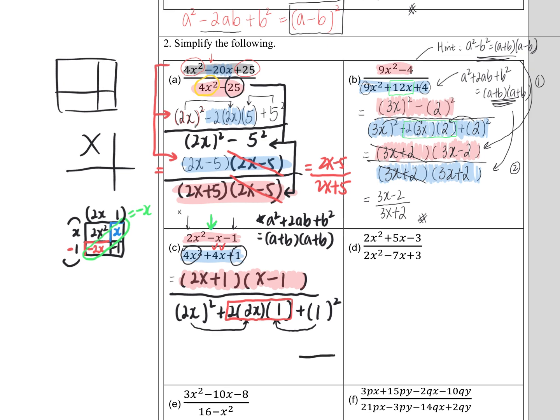So in the denominator now, I'm going to change it to 2x plus 1, 2x plus 1. So can you see that now they share something in common? They will always share something in common that you can cancel out. So the final answer is just x minus 1 over 2x plus 1.